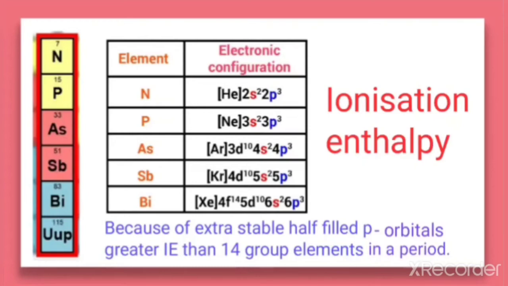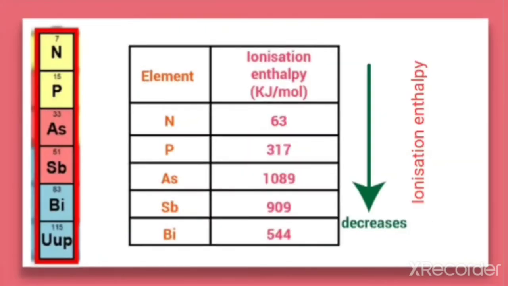When we talk about the ionization enthalpy, from top to bottom, as we know the size is increasing, so it is easier to remove the electron. So that means the ionization enthalpy decreases.